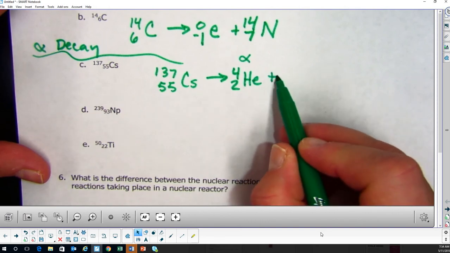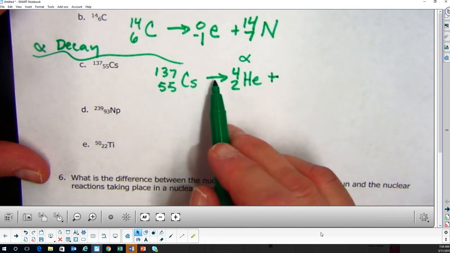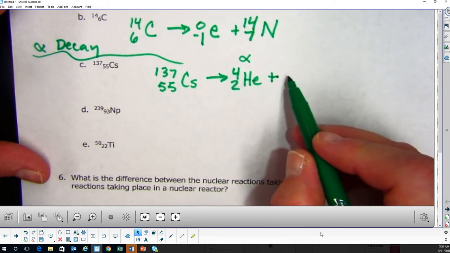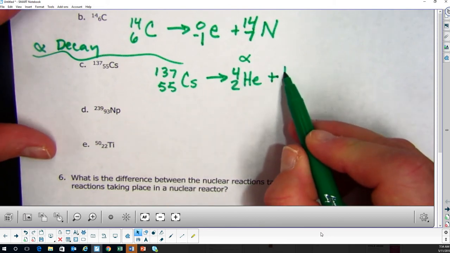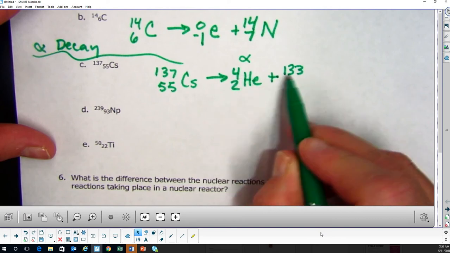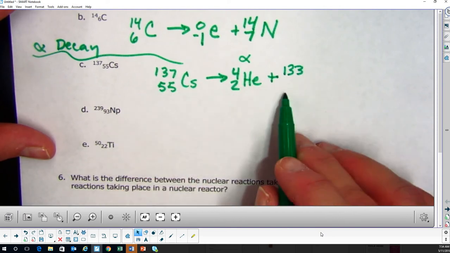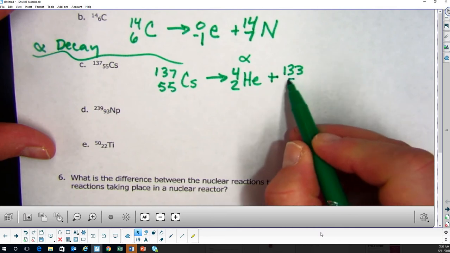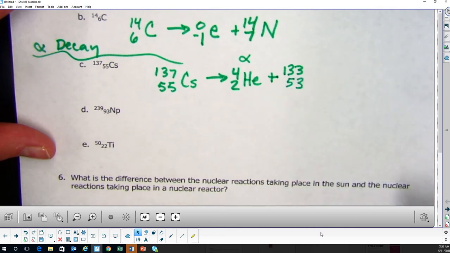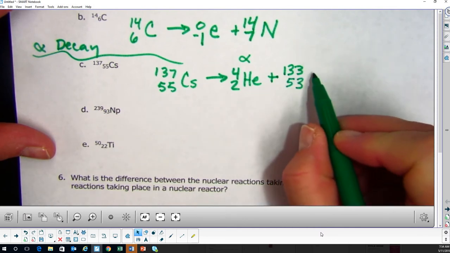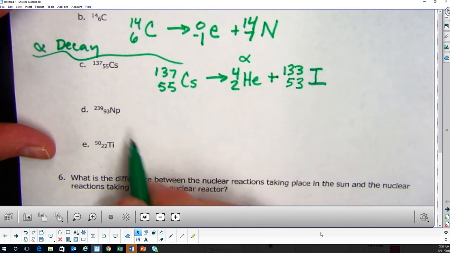Okay, so 137 is equal to 4 plus what number? 133, good. So 133 plus 4 is 137. 55 is equal to 2 plus 53. And what's 53 on the periodic table? Iodine. Okay. We're going to do one more here.